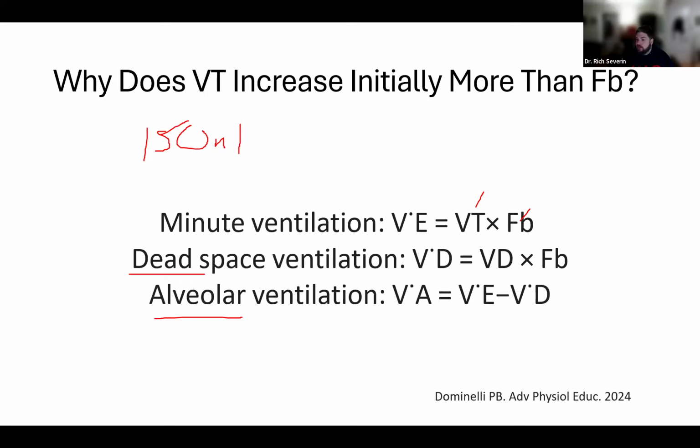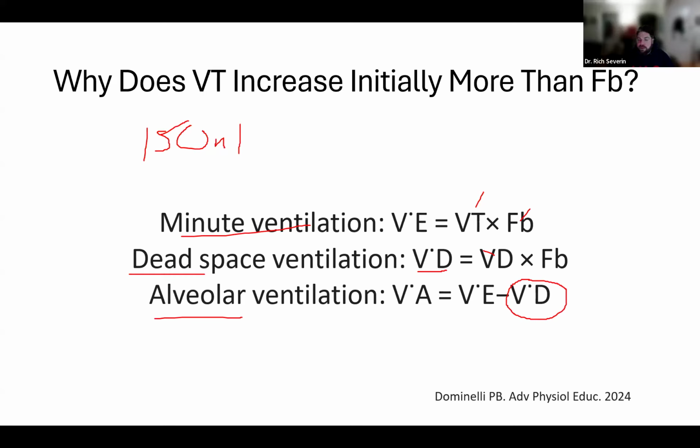Alveolar ventilation is the actual volume of air that gets down from the upper airways into the alveoli, which is a product of our minute ventilation, again, that tidal volume times frequency of breath, minus what we call dead space ventilation. So again, we have a dead space volume, VD, and then V dot D, which is dead space ventilation.